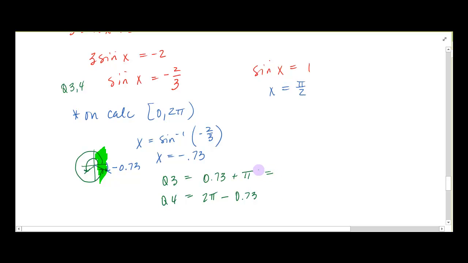When I put that in the calculator and I say 0.73 plus pi, you should have the value 3.87. And when I say 2 pi minus 0.73, you get the angle 5.56, plus pi over 2, and there is your solution to this particular equation. Just remember, when we let the calculator give us a solution, we have to keep in mind what that solution means.